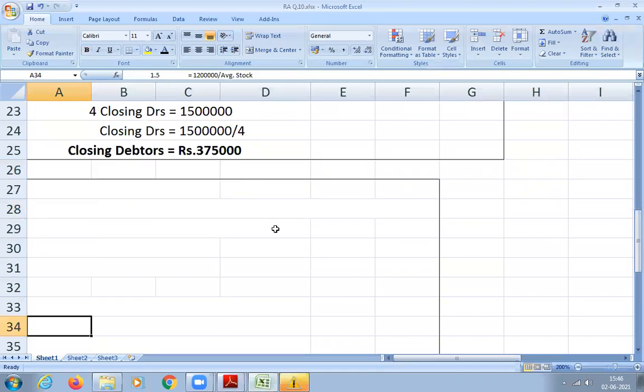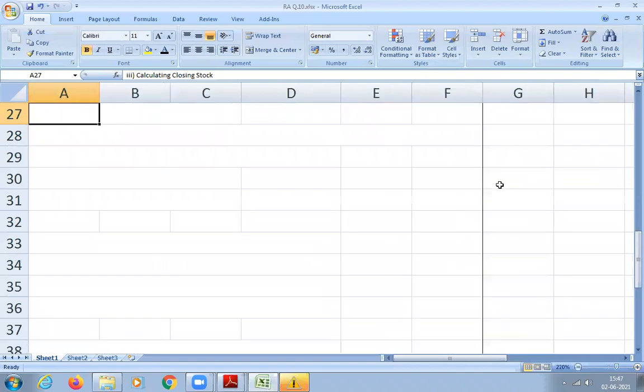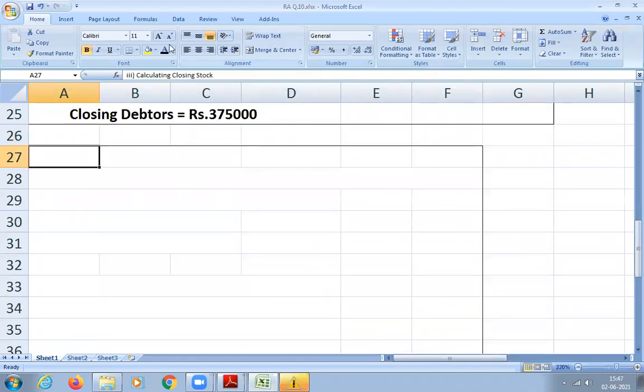Are you able to see the screen, students, clearly? Yes, sir. Or shall I zoom it some more? Yes, sir. You want me to zoom it some more? No, sir, not required. Okay.